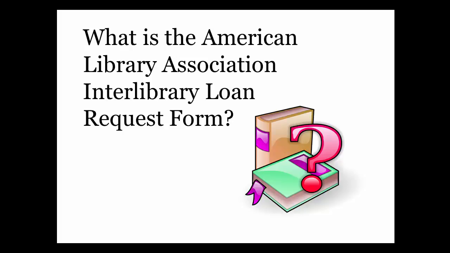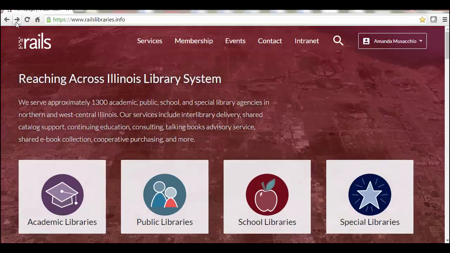There are two ways you can locate the American Library Association Interlibrary Loan Form. First is on the RAILS website. The second is on the American Library Association website. Today I will demonstrate how to locate the American Library Association Interlibrary Loan Form on the RAILS website.